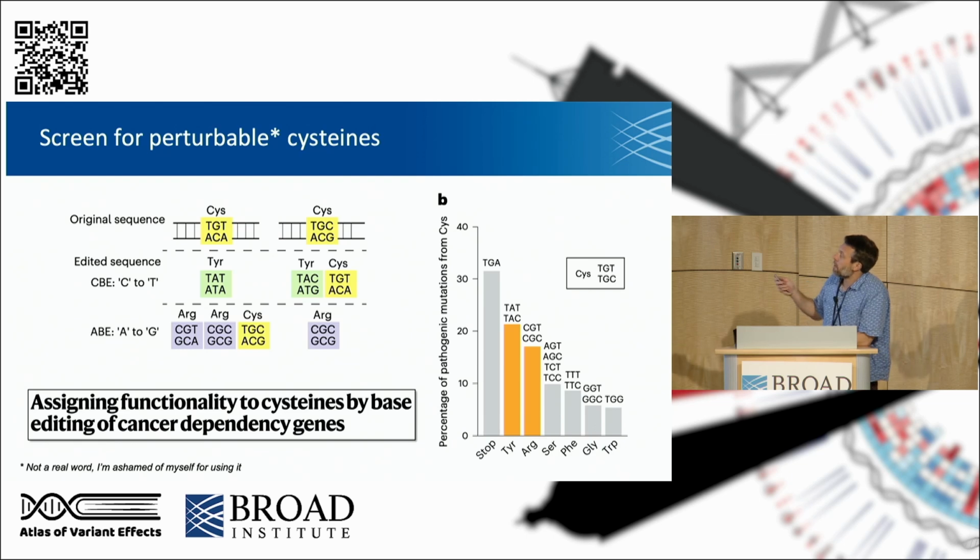There have been a couple of other screens that have been taking the same idea. So, we screened lots of things that were found in ClinVar. This is work from Ben Kravat's group where they did a screen of all the cysteines that they could perturb. Cysteines are a very exciting target for the chemists because there's now ways you can covalently attach things to cysteines. So they wanted to assign functionality to all cysteines in the genome via this base editing approach.